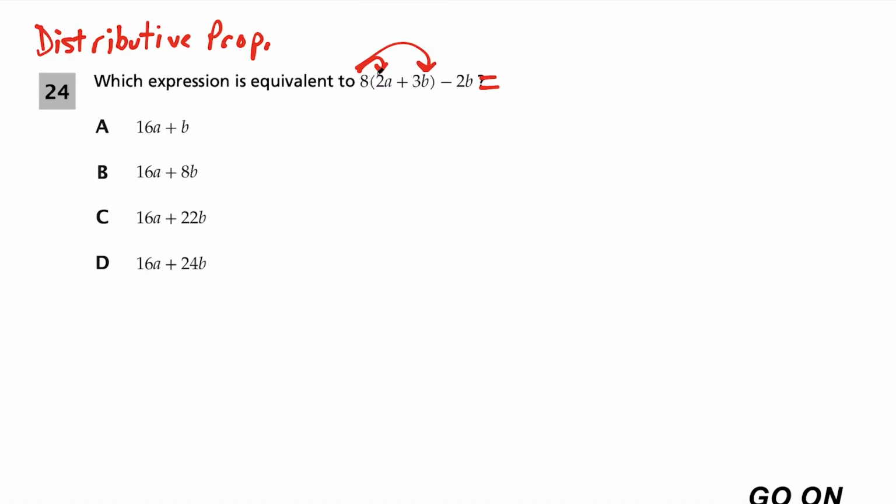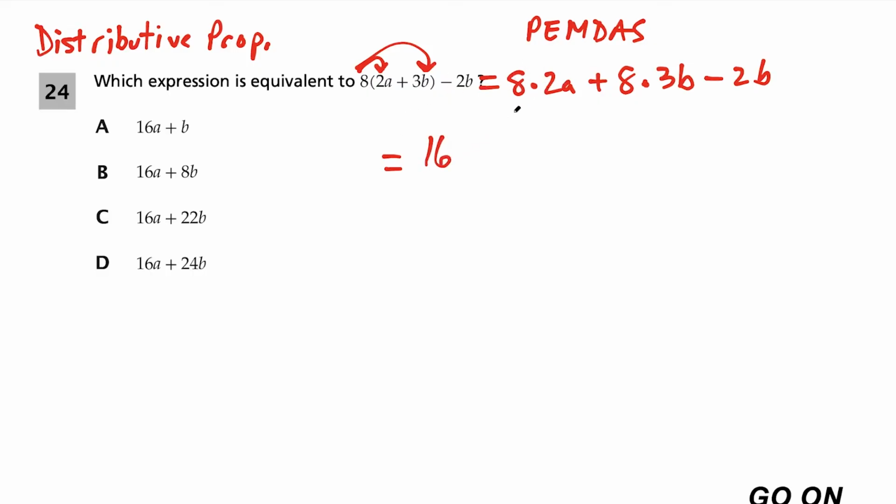So we have 8 times this sum in parentheses. So what we're going to do is 8 times 2a. And then we have 8 times 3b. So 8 times 3b like this. And then don't forget we had a minus 2b attached at the end. So now to simplify this, we have to know our order of operations. So this also shows up a lot. Be awesome at order of operations. We have 8 times 2a. So we're just going to do 8 times 2 is 16, and the a tags along. And then we have plus 8 times 3 is 24, but this time around the b tags along. And then we have minus 2b like this.